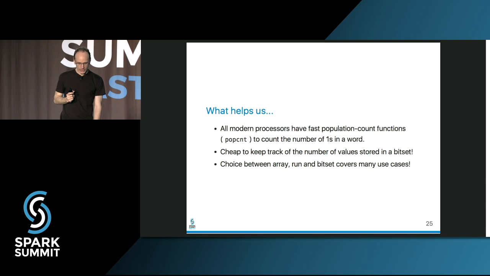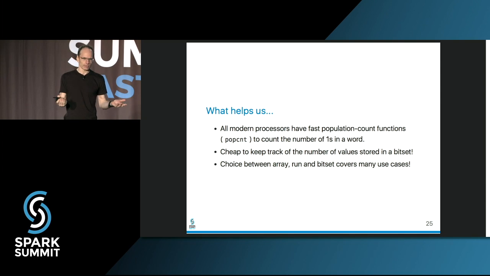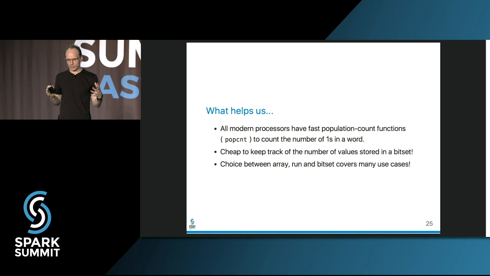So one really nice feature of modern processors, and this is the processors that Intel gives us, or basically all of them, ARM and so on: all the modern processors have really fast ways to count the number of ones that you find in a word. And this turns out to be critical because this allows us to maintain the number of bits set to 1 we have in our bit set containers.